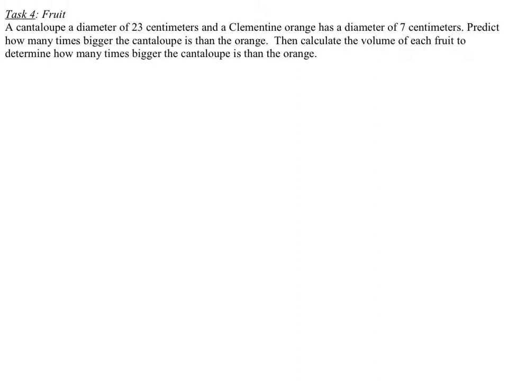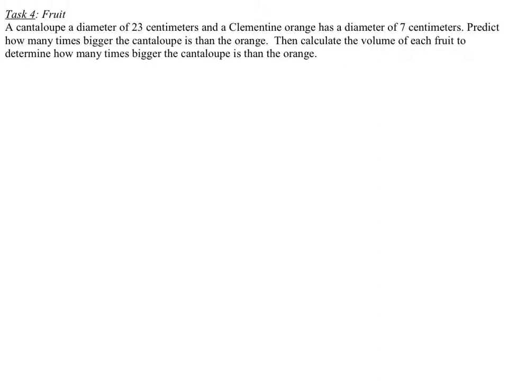Fruit: a cantaloupe has a diameter of 23 centimeters, and a clementine orange has a diameter of 7 centimeters. Predict how many times bigger the cantaloupe is than the orange. I don't know, 5 times maybe? No, I think it's like 35 times. Nice, that's close.